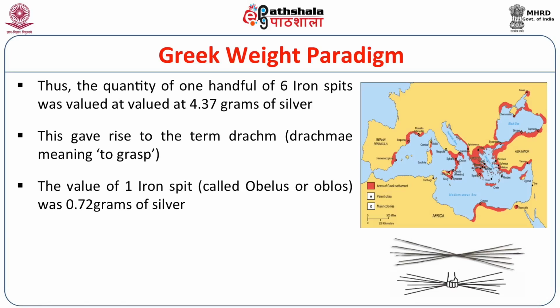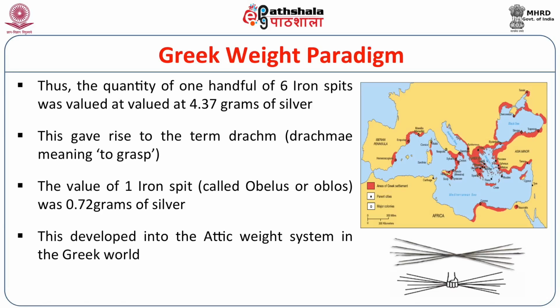So according to this formula, 4.37 grams made 1 dram, and this became the coin later. Similarly, 1 iron spit was about 0.72 grams of silver. This gave rise to the coin called obol, because the Greek word for iron spit was obolus. And this slowly developed into what was then termed the Attic weight system, developing in the area called Attica.